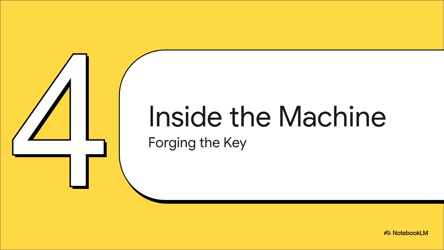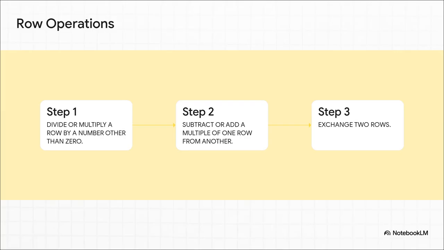The process it uses has a bit of a fancy name. It's called Gauss-Jordan row reduction. But don't let that scare you. It's really just a step-by-step recipe for transforming our matrix. And the most incredible part, this whole powerful process only uses 3 simple moves.